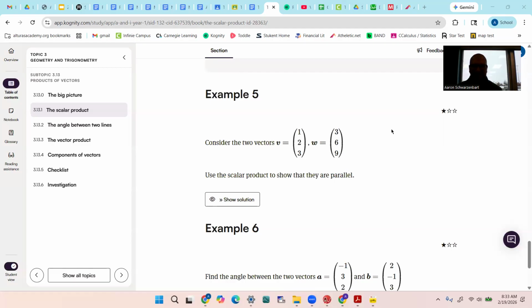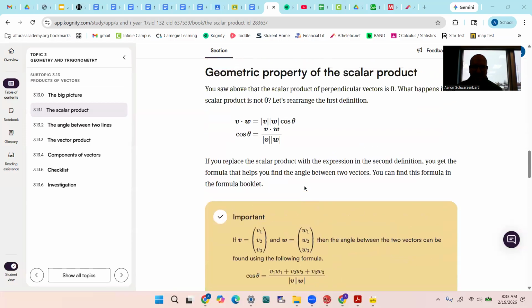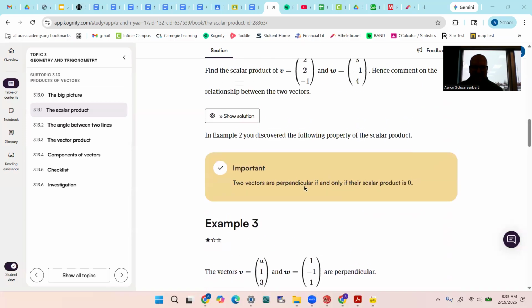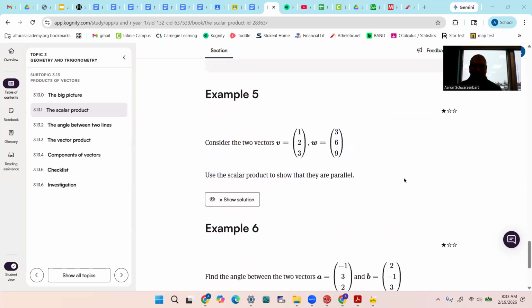So consider these vectors, use scalar products to show they are parallel. Two vectors are perpendicular if and only if their scalar product is 0. What is parallel? Well, let's find their scalar product and see. Oh, the angle. I bet we'll find that the angle between them is undefined, meaning it doesn't exist. Or actually, maybe the angle between them is 0. That's what we would find.